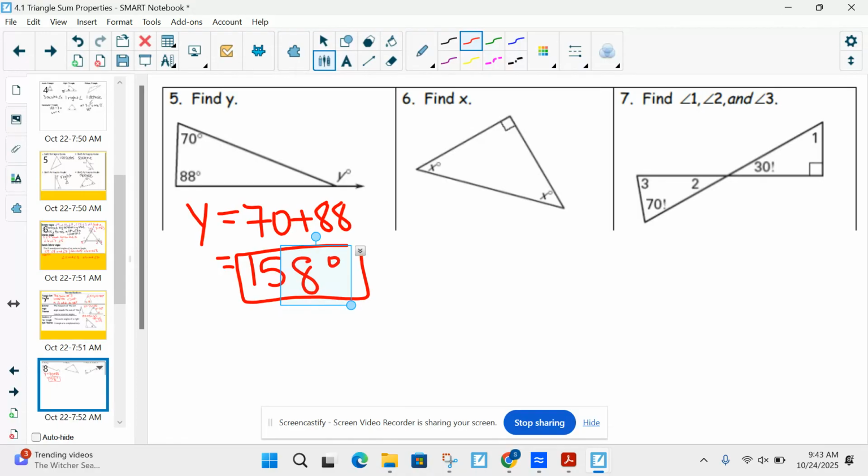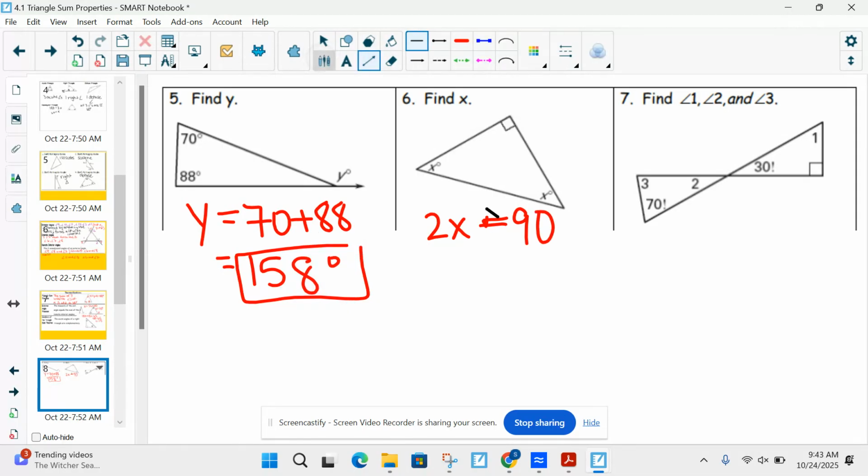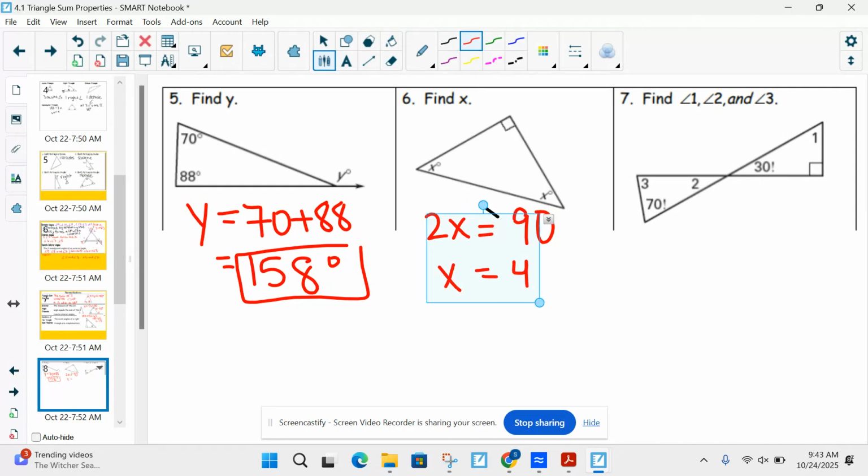Number 6. So we know that those two angles have to be equal to 90. So 2x equals 90 because of the corollary of the triangle sum theorem. So x is equal to what? 45. Probably didn't need an equation to set that up, but that's the equation if you did want one.